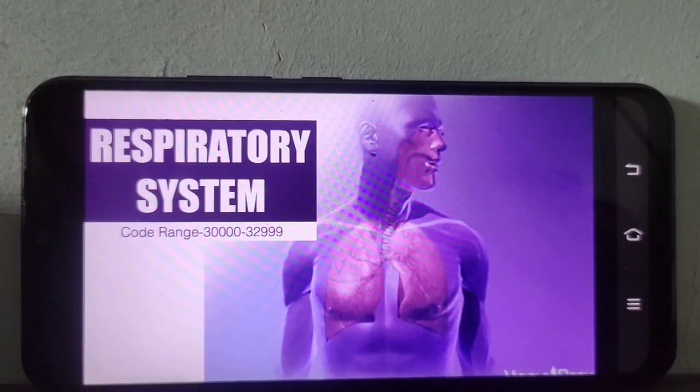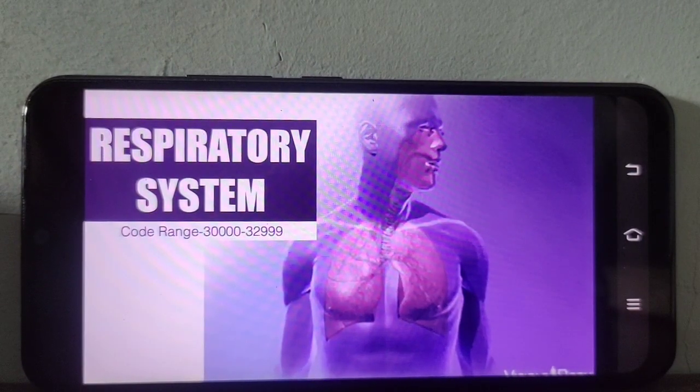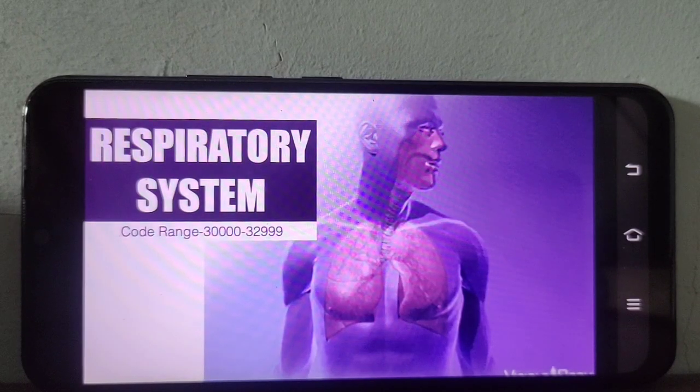That starts from 30000 to 32888. So this is the code range for the respiratory system. Please take a note.